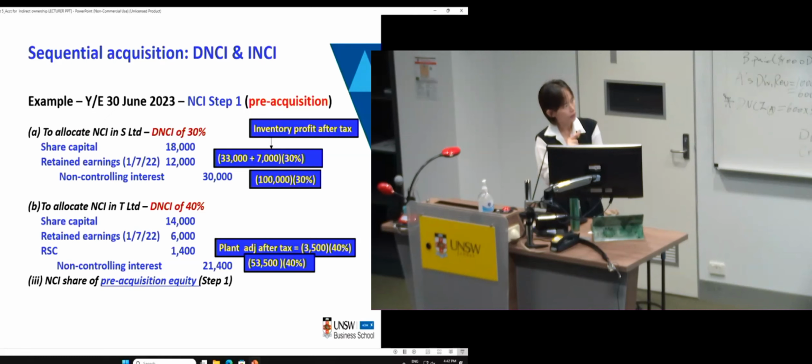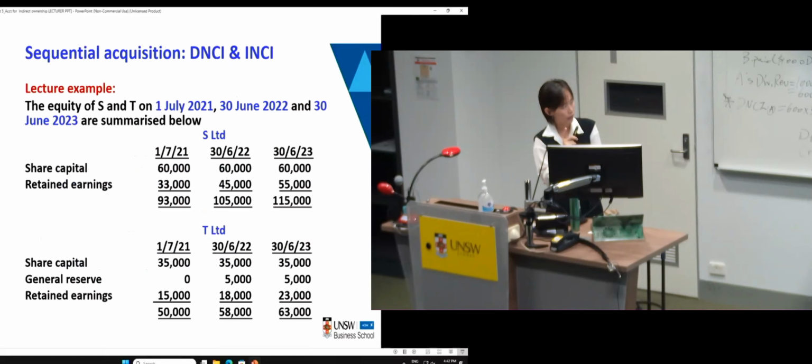Now let's move on to look at step two. Now for step two, we are looking for the equity movement in the subsidiary from the acquisition day to the beginning of the current year. The beginning of the current year is 30 June 22. So let's find out if there are any changes in the equity balance of the subsidiary during the post-acquisition period.